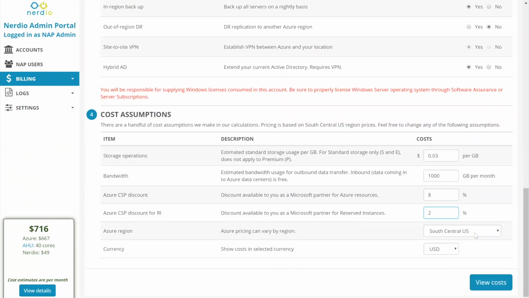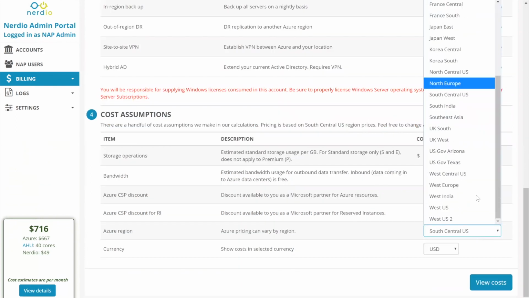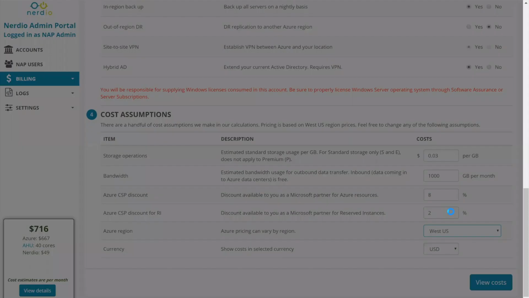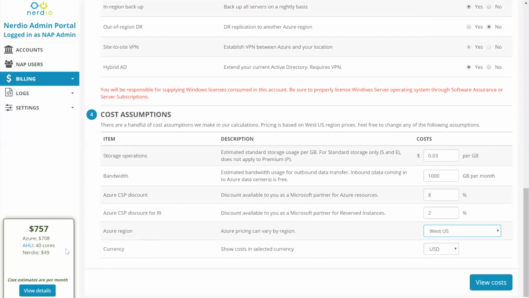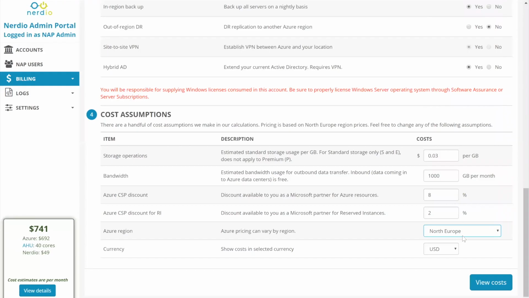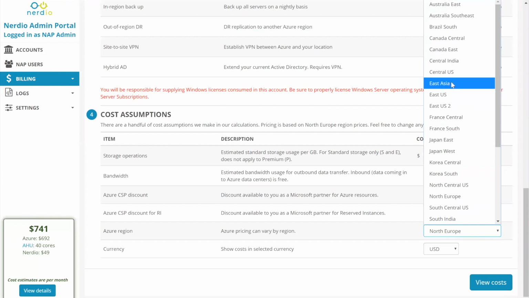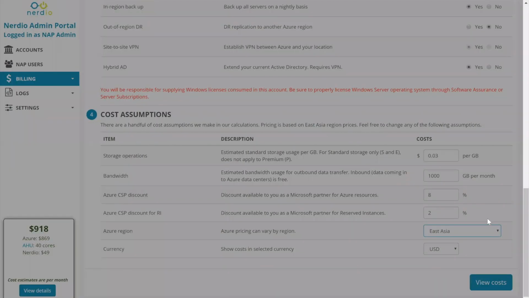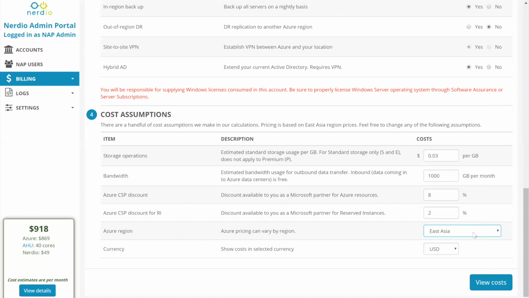And then the final two selections are the region, and the price does vary a little bit per region, certainly if you go outside of the US. So let's say we are currently in South Central and we are at 667. Let's go to West US, and you can see that our price went up from 667 to 708. It just has to do with the real-time availability of resources. And this data gets refreshed on a pretty regular basis. Now, if you go to Europe, we have 708 going down to 692. If we go to East Asia, our price went up to 869. So there is some variability depending on the region.